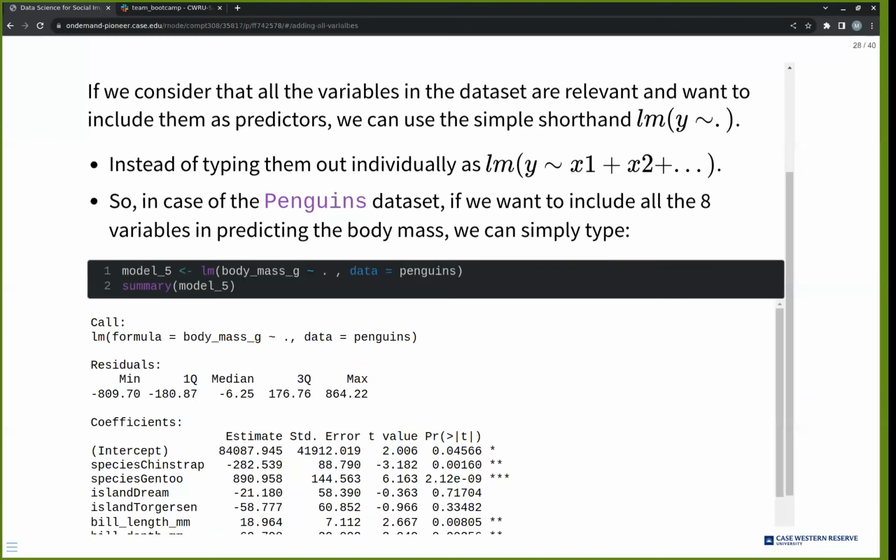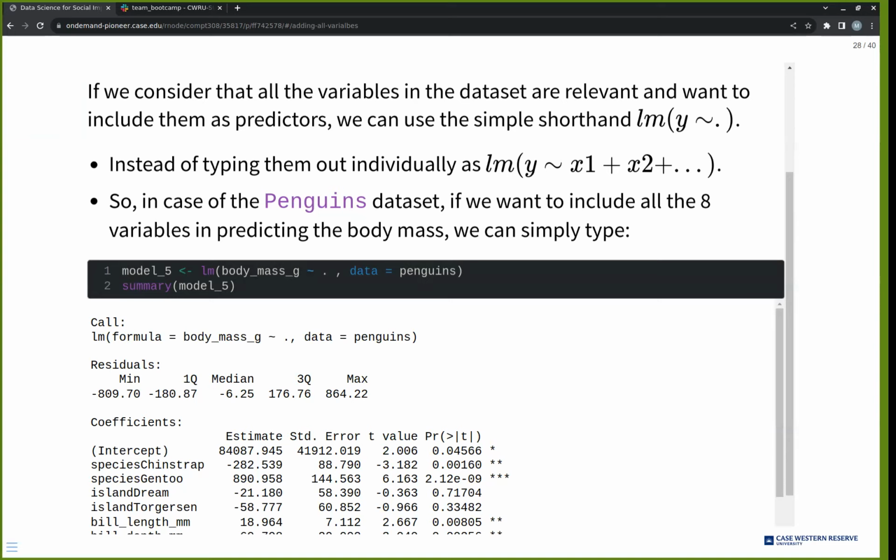So if we consider, for example, in our case, that all the variables are relevant and we want to include all of them, all seven remaining variables, since body mass is the response, as predictors. That could be very useful in some cases. In some cases, all the predictors might be very important in predicting the response. We don't know.